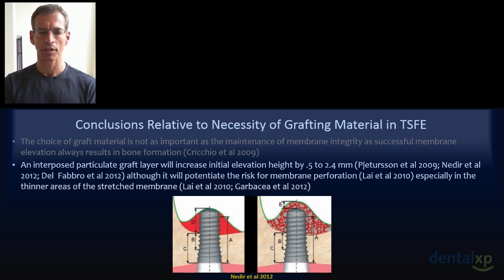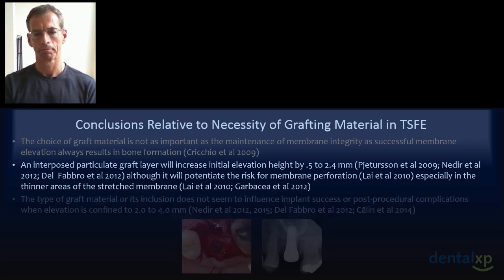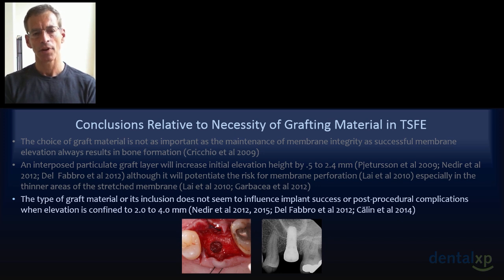An interposed particulate graft layer will increase your initial elevation height by 0.5 to 2.4 millimeters, although it will potentiate the risk for membrane perforation, especially in thinner areas of the stretched membrane, such as over a sinus septum. The type of graft material or its inclusion does not seem to influence implant success or post-procedural complications when your elevation is confined to 2 to 4 millimeters.